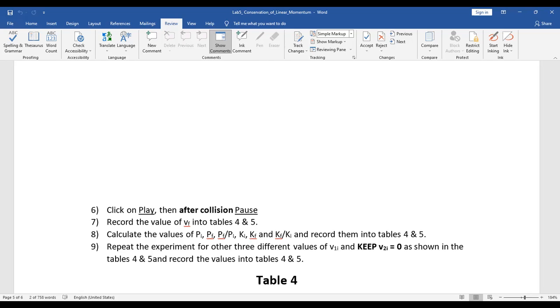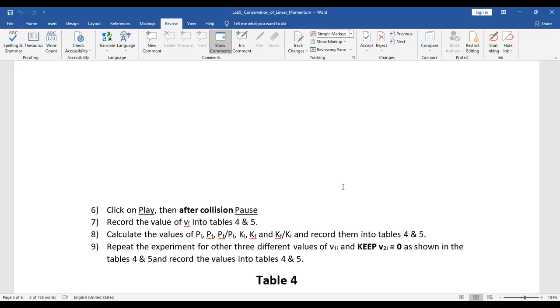Then we can find K_f over K_i equal to 2.025 divided by 3.375. This is 0.6, of course. Yes, kinetic energy is not conserved. We can make this kind of statement. Then the next steps you can do by yourself.